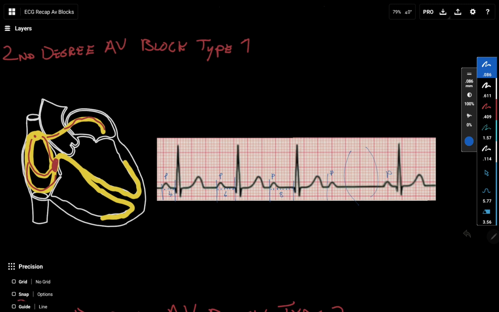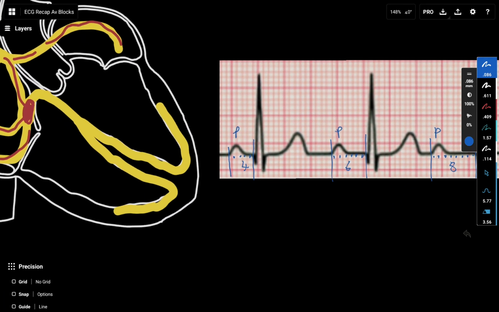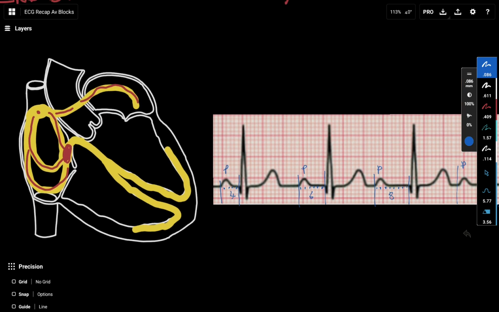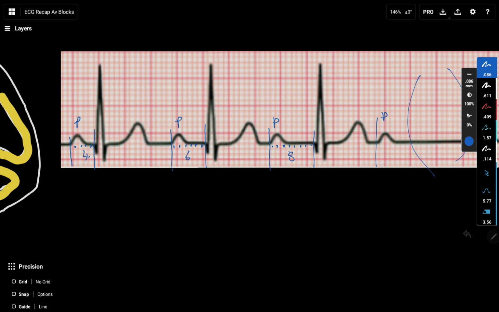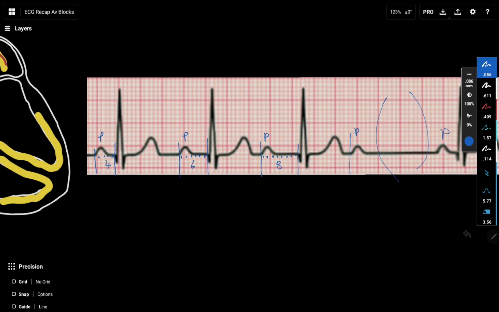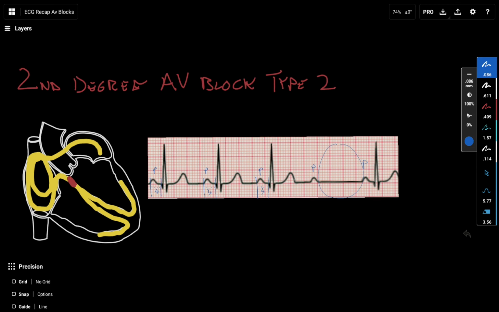Your second degree type 1, or Mobitz 1, or Wenckebach phenomenon, is also due to a progressive fatigue of your nodal cells in your AV node right here, and is characterized by an elongating PR interval. So you can see here 4, 6, 8, and then it dropped a beat. So the PR interval gets longer and longer, and then a beat gets dropped, and it's just a progressive fatigue of your nodal cells.